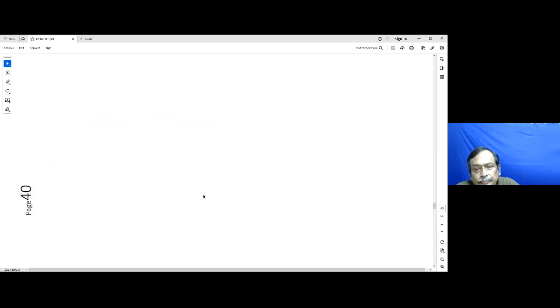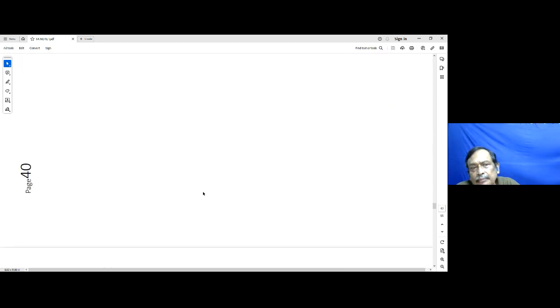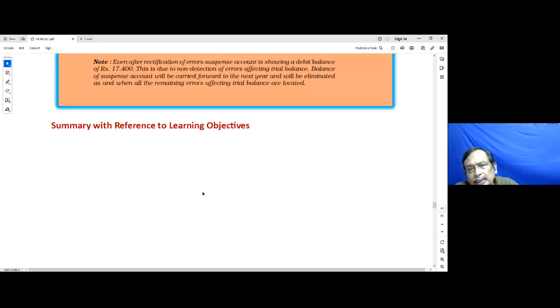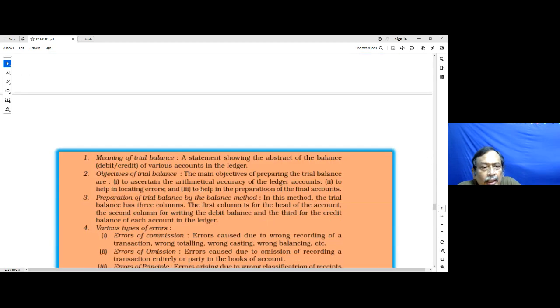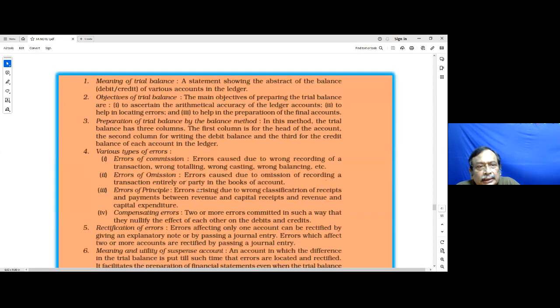Now, I have made a heading summary with reference to learning objectives. So, what we have learned: meaning of trial balance, a statement showing the abstract of the balance, debit and credit, of various accounts in the ledger. Objectives of trial balance: to ascertain the arithmetical accuracy of the ledger accounts, to help in locating errors, to help in the preparation of the final accounts.